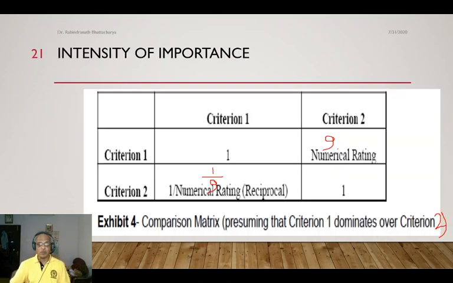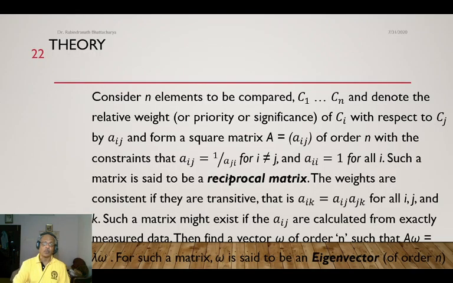So, intensity of importance, I have given an example. Suppose criteria 1 is extremely more important than criteria 2, so I give a number of 9. Then criteria 2 to 1 is 1 by 9. Criteria 1 to 1 must be 1, criteria 2 to 2 is 1. So this is the form of matrix we are going to form for the examples we are going to show.